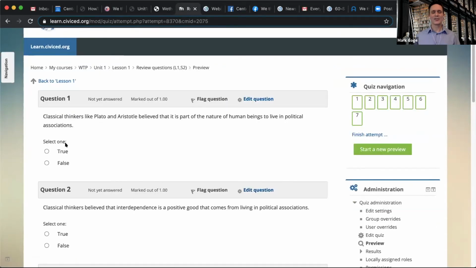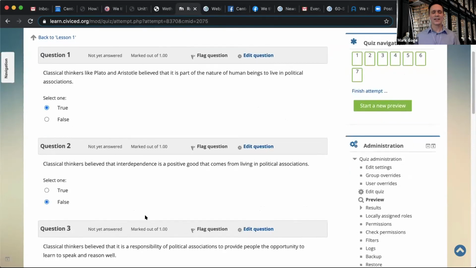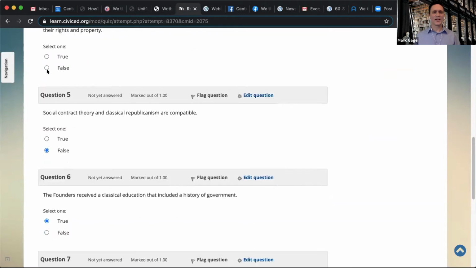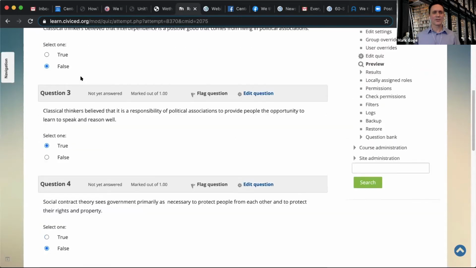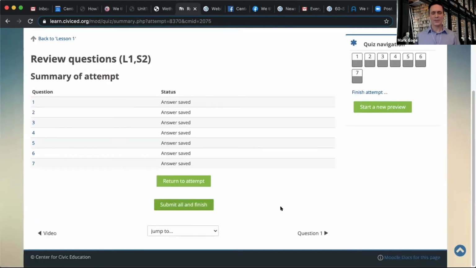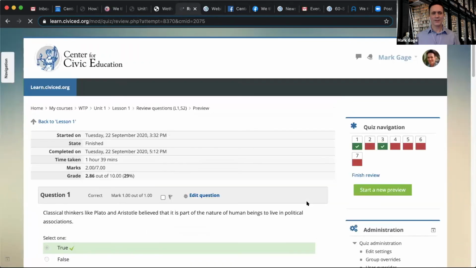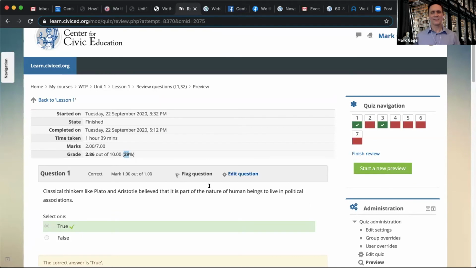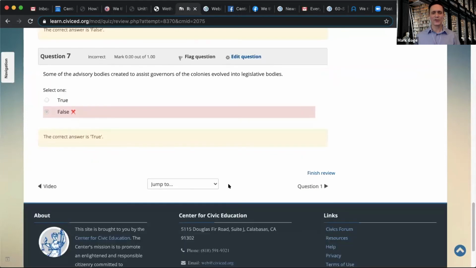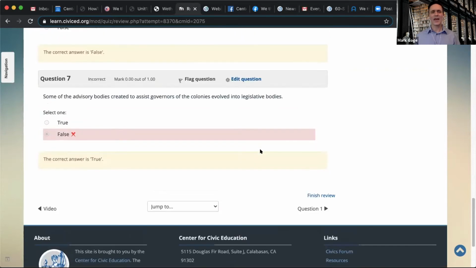This is a true-false question. So you just select the answers, and then this will say submit. Here, I'll just do this for fun. This is not how I really take quizzes, by the way. You finish your attempt, and then you submit all and finish. There we go, and then it gives you your grade. Oops, well, I didn't do too well on that one. It gives you some feedback. The correct answer is true, false, true, false. On some questions it will also give you an explanation. Then you go on to the next question.